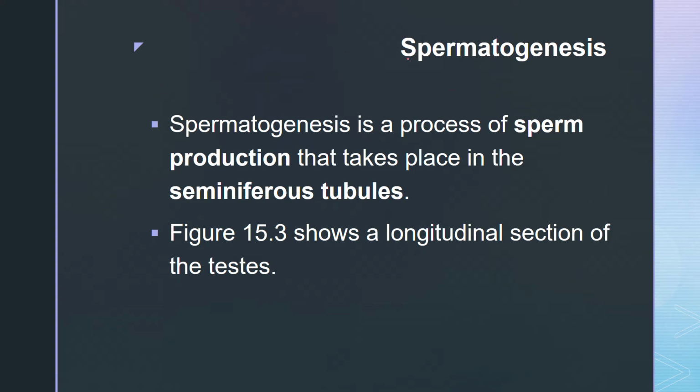Okay, let's talk about spermatogenesis in this video. Spermato here refers to sperm, which is the male gamete, and the word genesis means it is related to the mode of formation. Therefore, the term spermatogenesis is the process of sperm production, and it takes place in a structure within the testes. The name of the structure is seminiferous tubules.